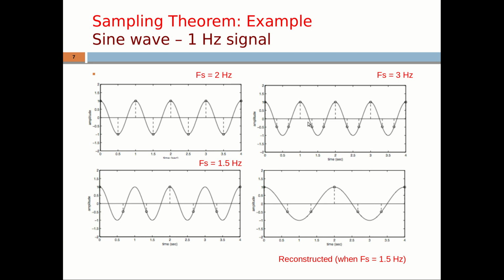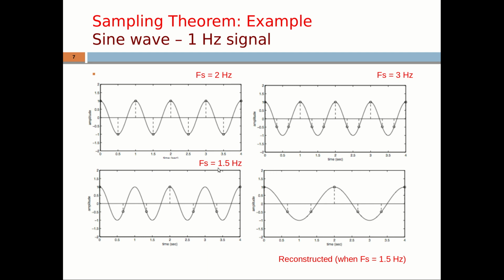What happens if we sample it at a frequency greater than that Fs, say 3 Hz? We pick up more samples, which is not a bad thing. The more the number of samples we pick up, the better we will be able to reconstruct our signal back.